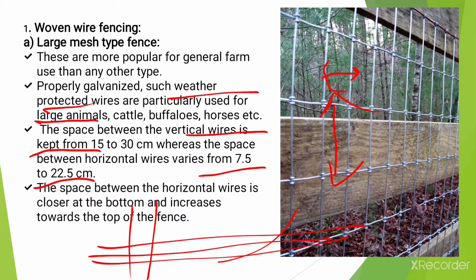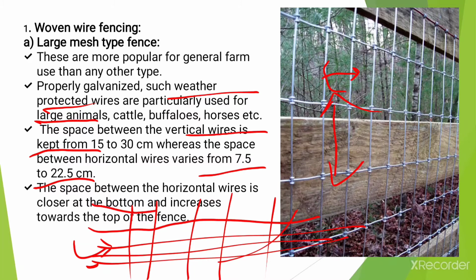So the space between the wires is closer at the bottom, and as we move in the upward direction, the space between the horizontal wires increases towards the top of the fence.